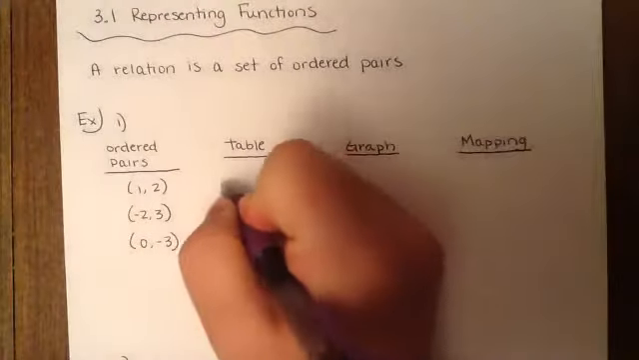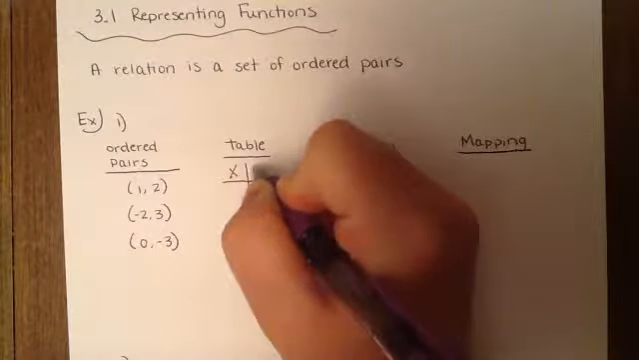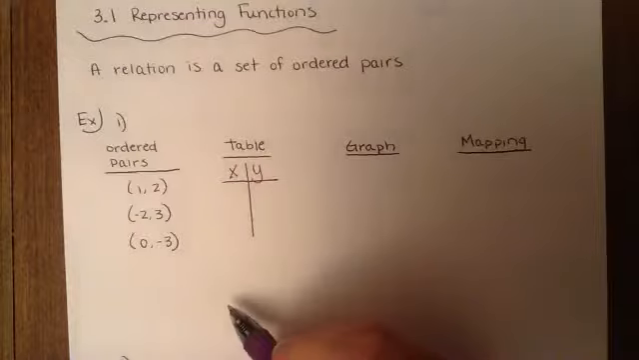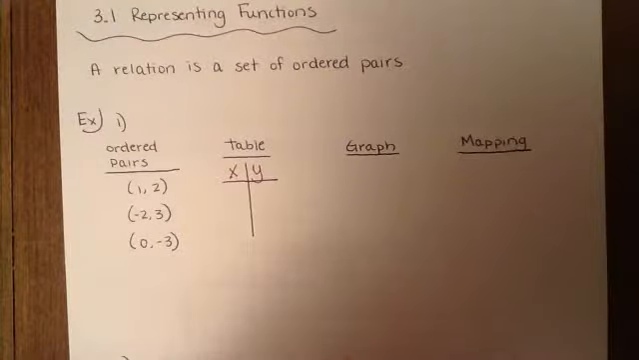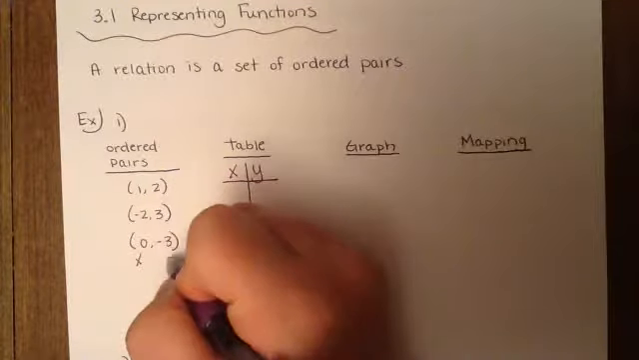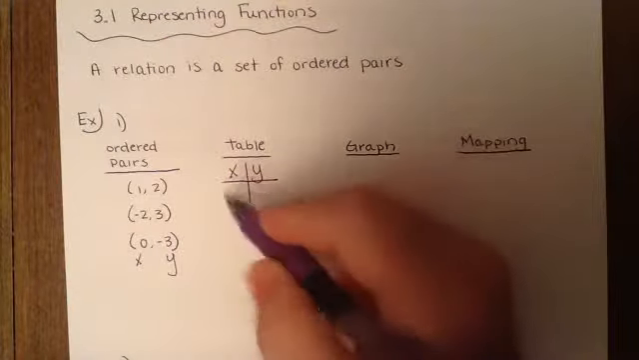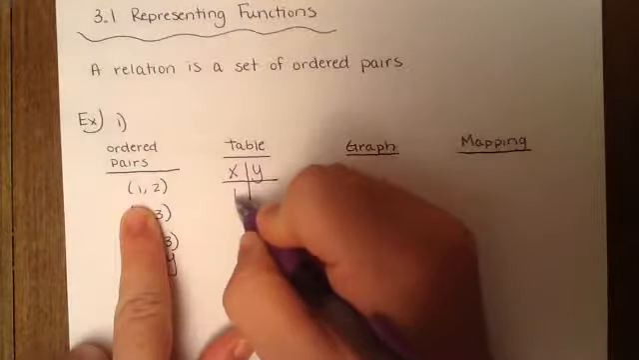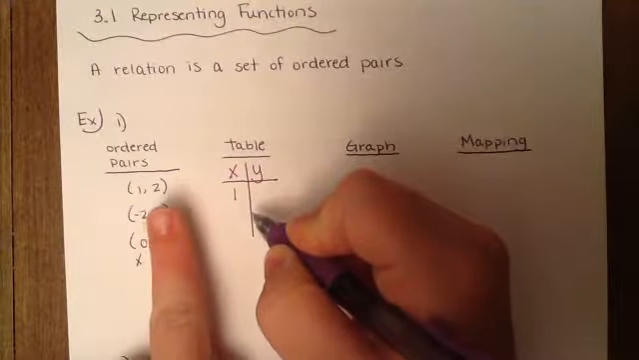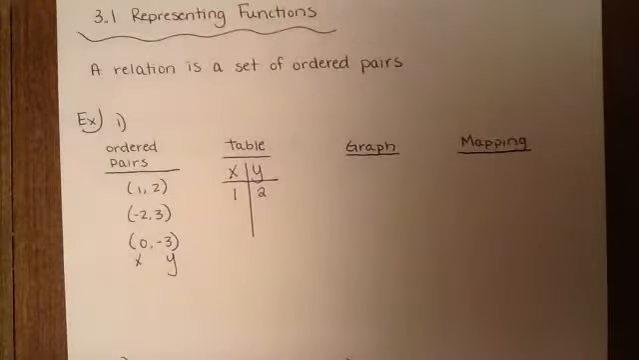Now to make our table, we have my x values and my y values. The x values are the first number. The second value is the y value. So when I list this, this is going to be x, which is 1, and y, which is 2. So I'm going to put that in the table.